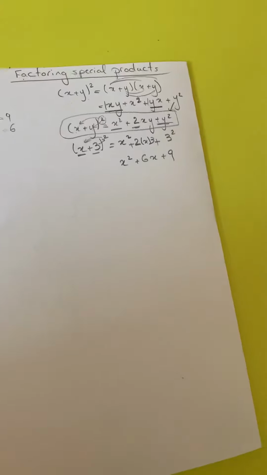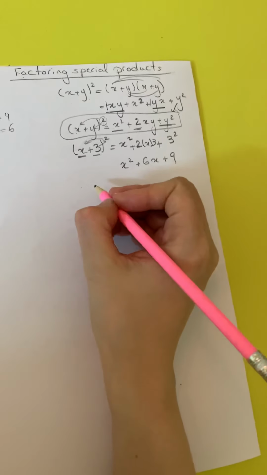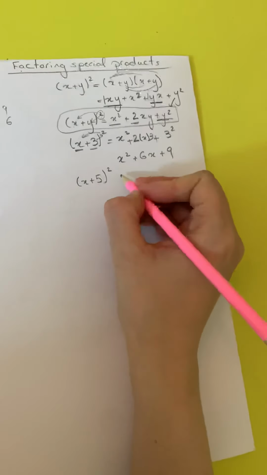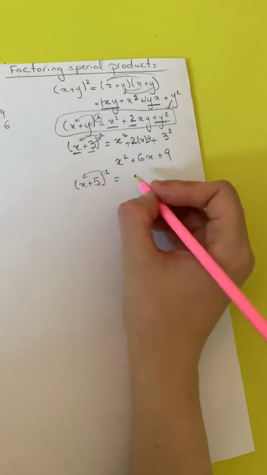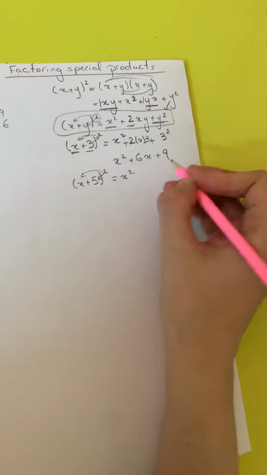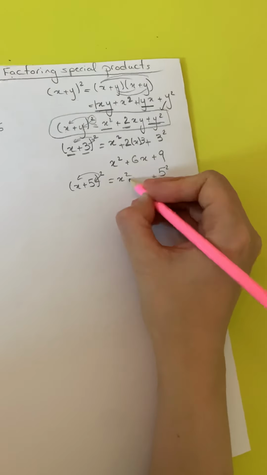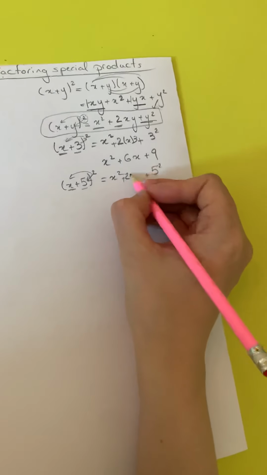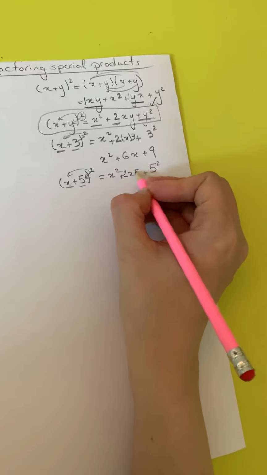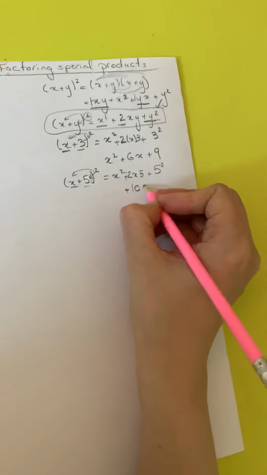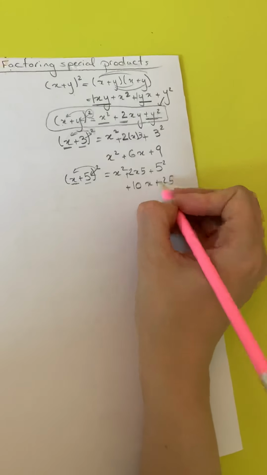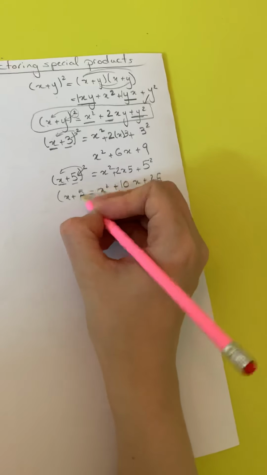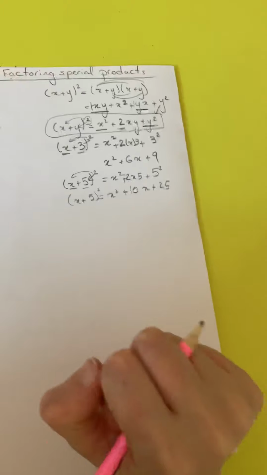For example, if you have x plus 5 power 2. So directly put the first power 2 and the second power 2 plus 2 times the first times the second. So here 10x, here it's 25, here is x power 2. We already did this before.